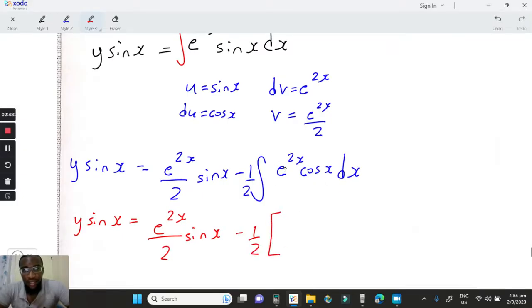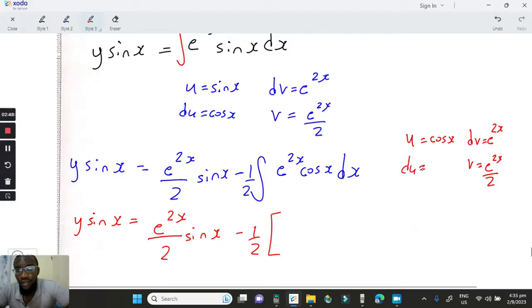Using by parts again, this is a u. So since this is a u, I'm going to have to write it again. u is cos x and dv is e^(2x). So v is e^(2x) over 2. And this right here is a du, which is minus sin x. So it is uv, which is e^(2x) over 2 cos x minus the integral of v du. Minus and minus become plus, and I can factor out the half and write it as half e^(2x) sin x dx.